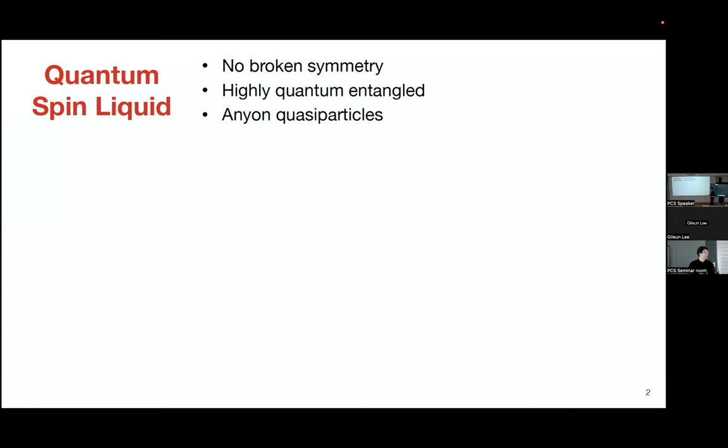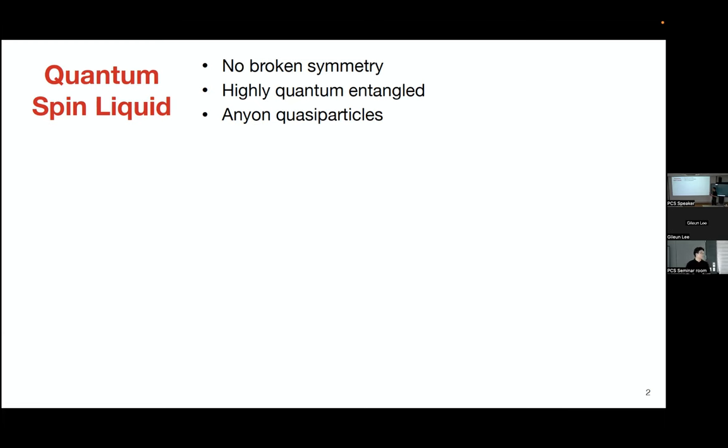So quantum spin liquid is an exotic quantum state of matter characterized by the following properties. First, a quantum spin liquid does not have any symmetry breaking. So basically, we cannot define any local order parameter in this state. And second, quantum spin liquid is a highly quantum entangled state. In other words, quantum spin liquid cannot be represented by a simple product state wave function.